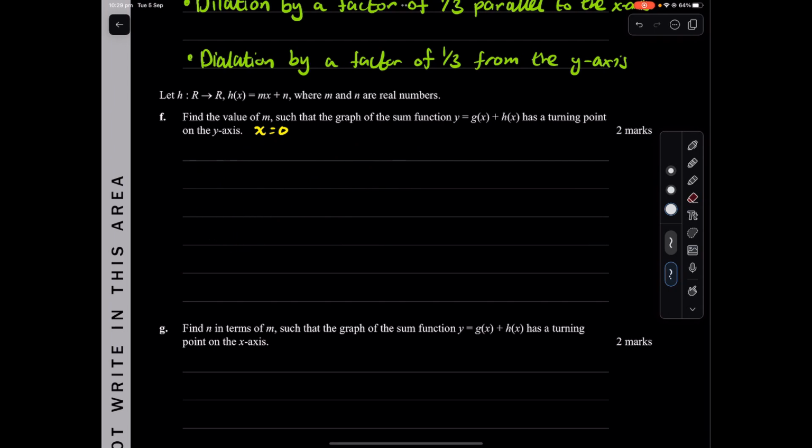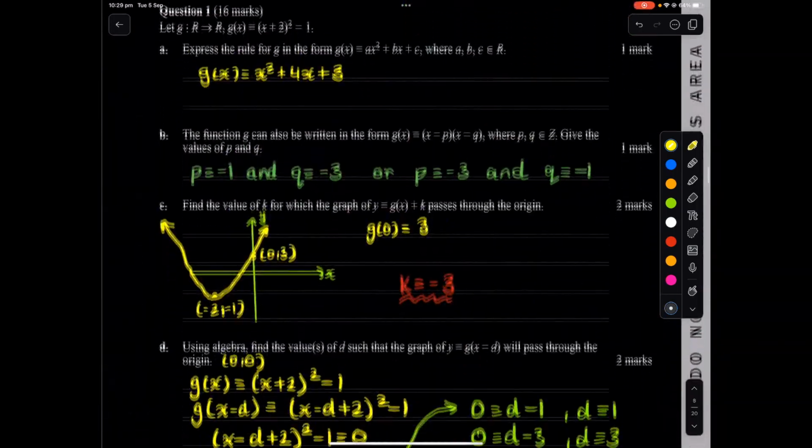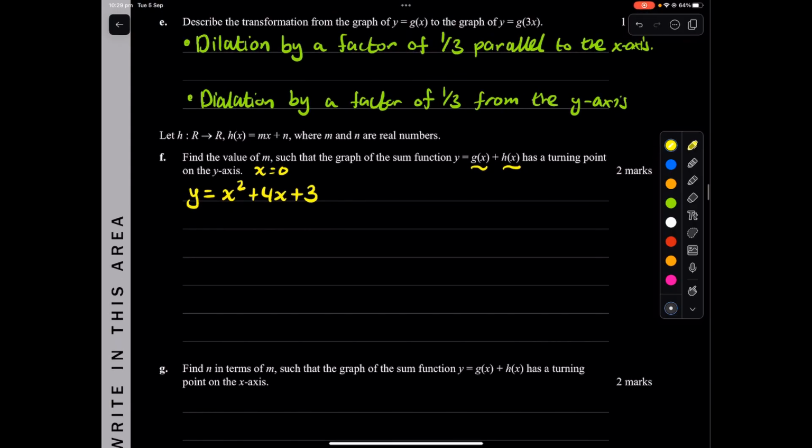Alright, so what I'm going to do is, I know that it's the sum of them. So your new function, let's say y, is g of x, which was in the old one, x squared plus 4x plus 3, plus h of x, which is plus mx plus n. So I'm going to put some terms together. You can say (4 plus m)x plus 3 plus n.